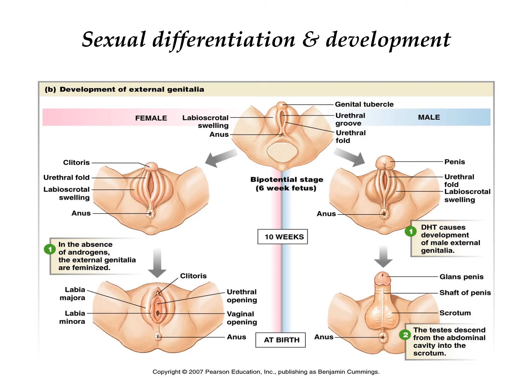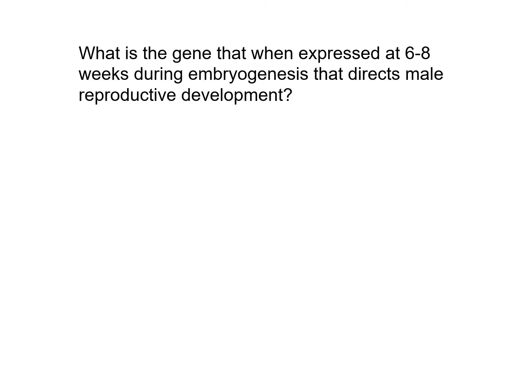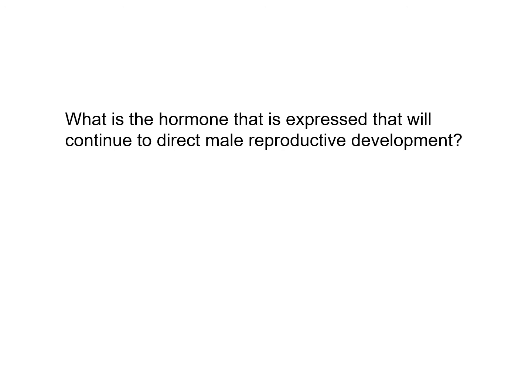Isn't it fascinating how it's one particular stimulus that ultimately triggers the differences that we actually see, that is obviously larger than we could ever imagine. So what is the gene that, when expressed at 6 to 8 weeks during embryogenesis, directs male reproductive development? That's right, SRY, the sex determining region on chromosome Y. What is the hormone that is expressed that will continue to direct male reproductive development? Very good. Testosterone is the hormone, right?